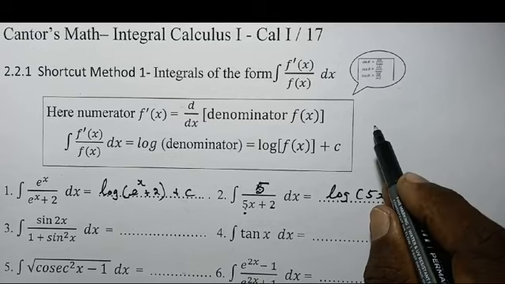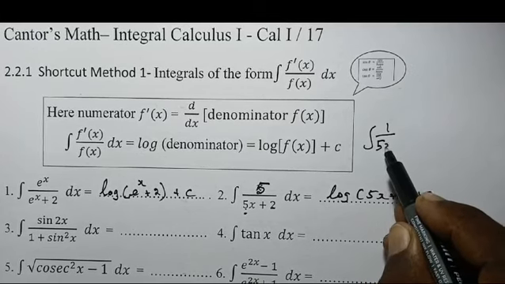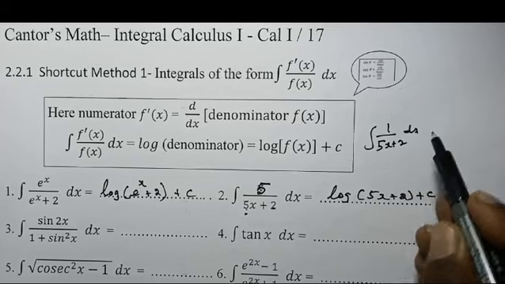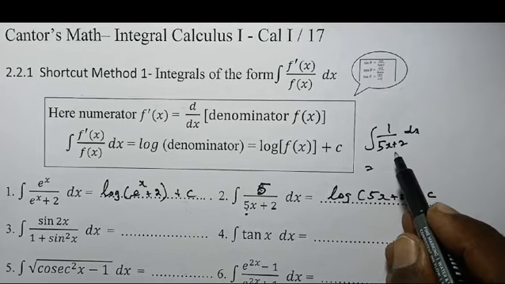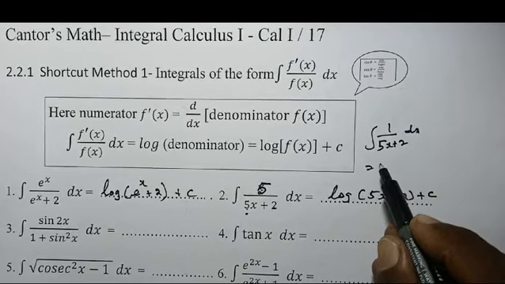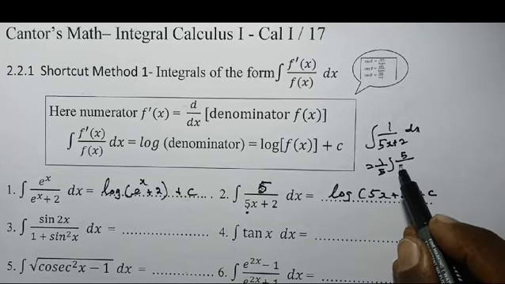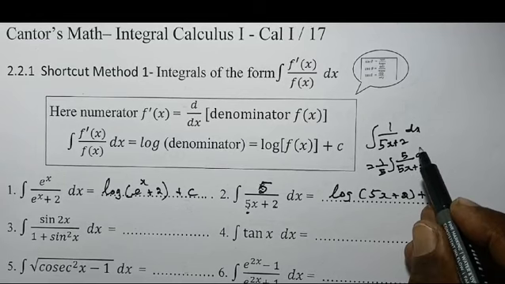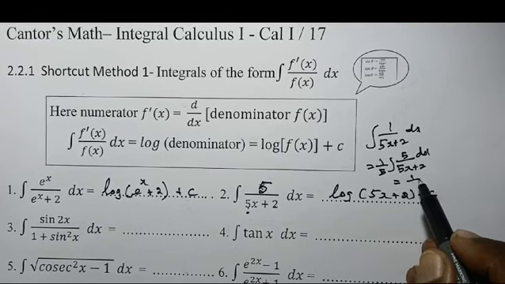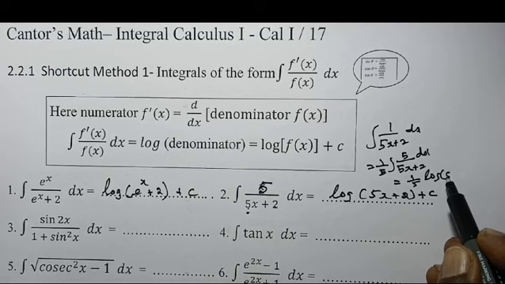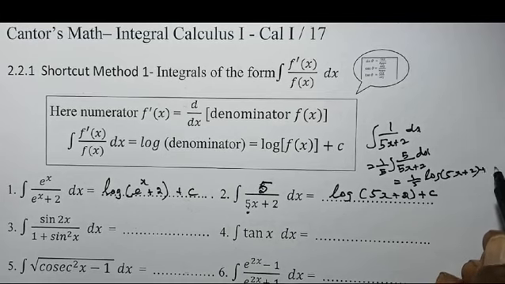Suppose you write 1 by 5x plus 2 dx, then what will you do? Here if you differentiate the denominator, you get 5. You require 5 in the numerator. Therefore, you write it like this: 1 by 5 into 5 by 5x plus 2 dx, that is equal to 1 by 5 log of 5x plus 2 plus c. You will adjust like that.